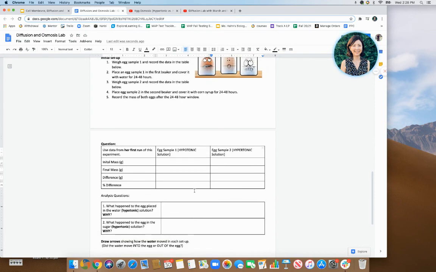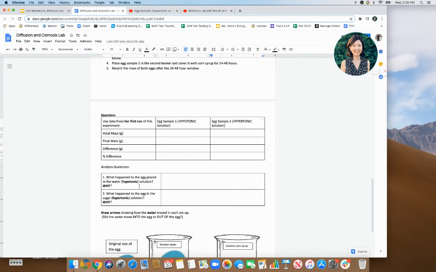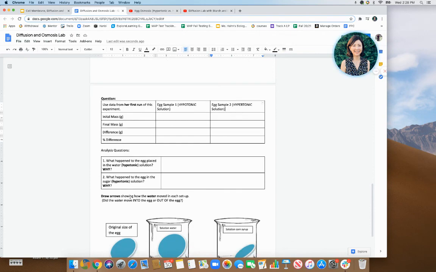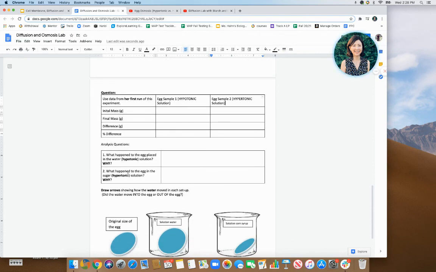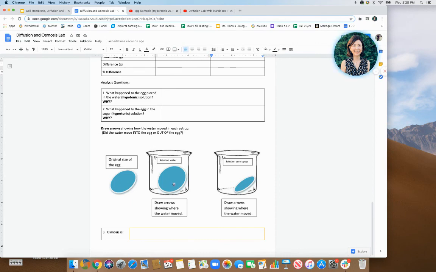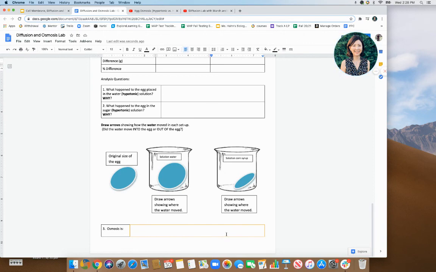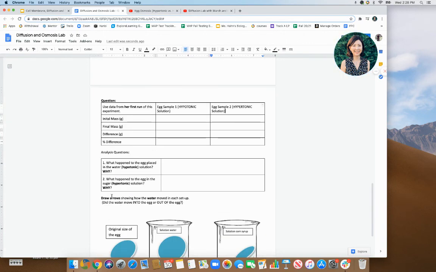run of this experiment, and then you're going to answer the question, what happened to the egg that was in hypotonic? You can talk about which way the water went, what happened to the hypertonic, okay? Why? Because the water was moving from what to what, okay? And then here I want you to just show me an arrow. Is the water going in the egg or out of the egg? Same thing, is the water going in the egg or out of the egg? And then last thing, just give me a definition for osmosis, okay?